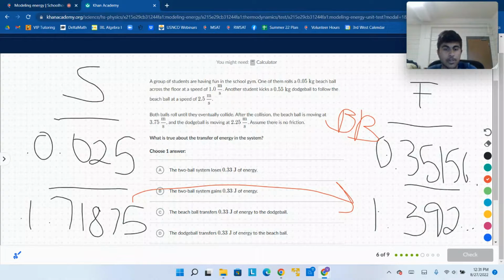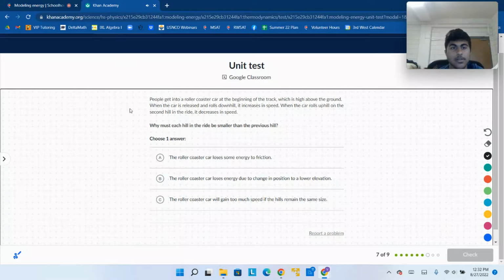So the beach ball got 0.33 joules. The dodgeball lost 0.33 joules. So the dodgeball transfers 0.33 joules of energy to the beach ball. So our answer is D. And we can keep going to the next question.